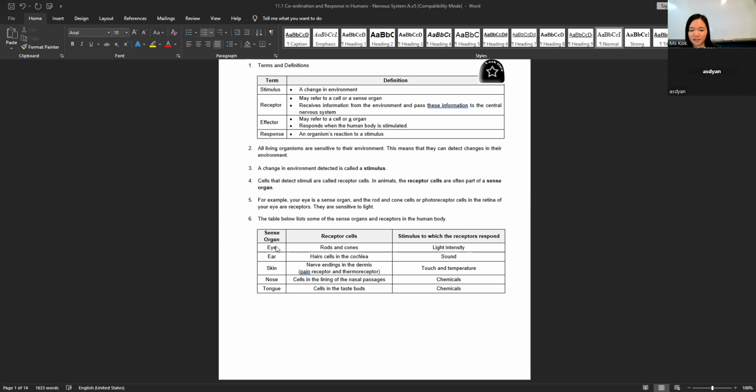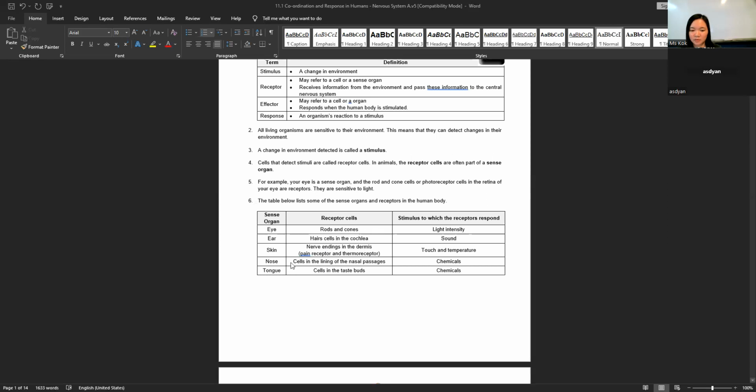So we have the sense organ, the eye. The eye will detect light. The receptor cells will be rods and cones. Then we have the ear. The ear is not in your syllabus, so we'll skip. Skin. Skin will be sensitive to touch and temperature. The nerve endings in the skin will detect the changes.